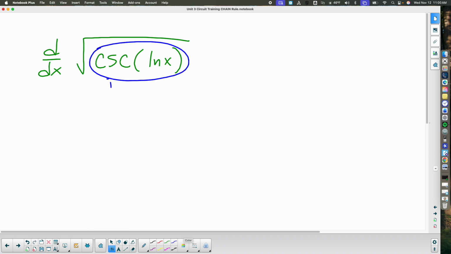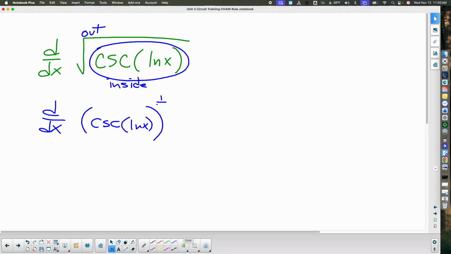we want to rewrite this because we don't want to use a root symbol. If some of you just rewrite it in your head, that's fine. You don't have to physically rewrite it to be correct. But I'll rewrite it for our problem. So we've got cosecant of ln of x on the inside, 1/2 power on the outside, which was the root symbol. So derivative of the outside, 1/2 whatever to the negative half.